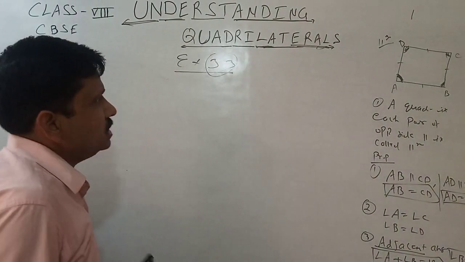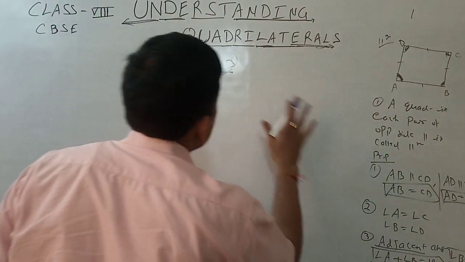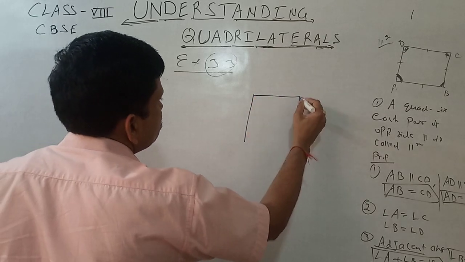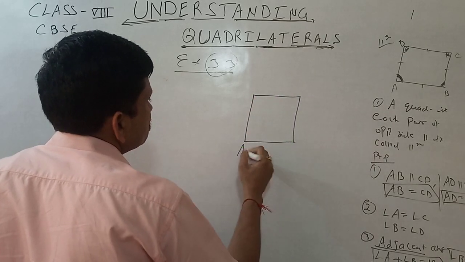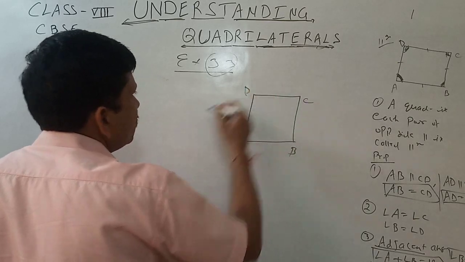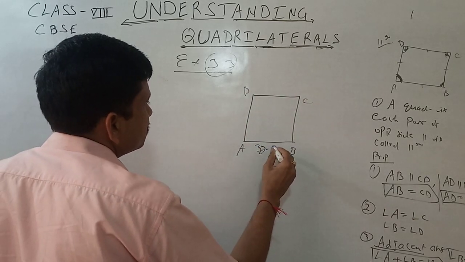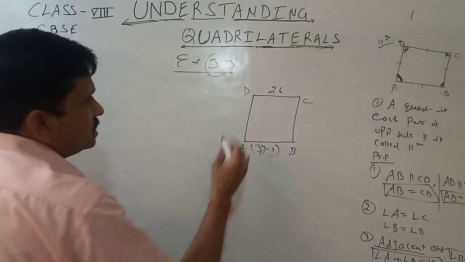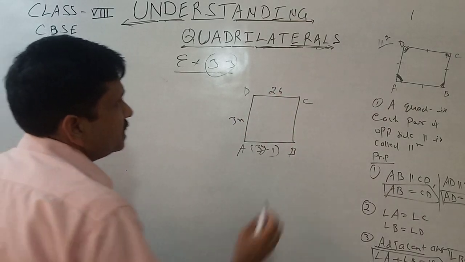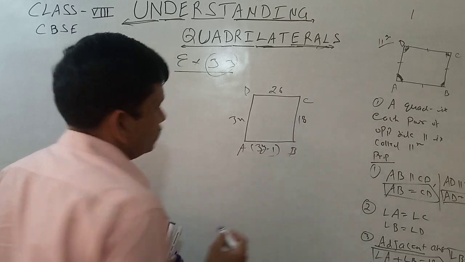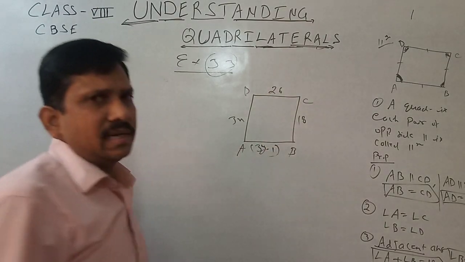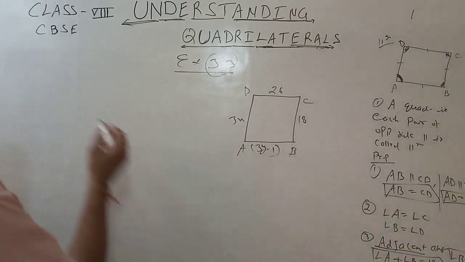Now our next question is: it is a parallelogram ABCD. This side is given as 3y minus 1. DC is equal to 26. AD is 3x and BC is 18. We want to find the values of x and y and all four sides. Okay, it is a parallelogram.